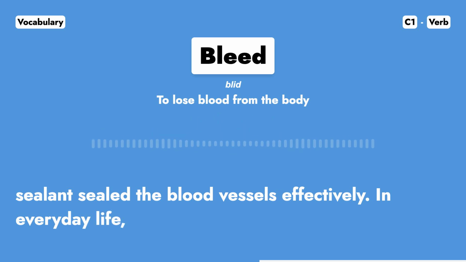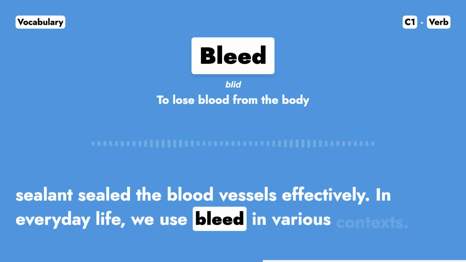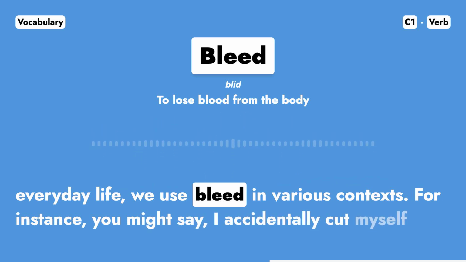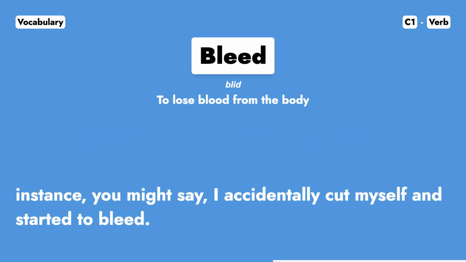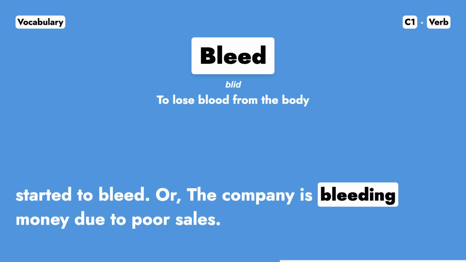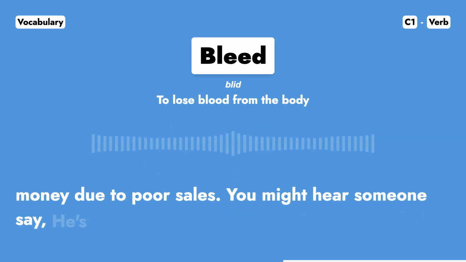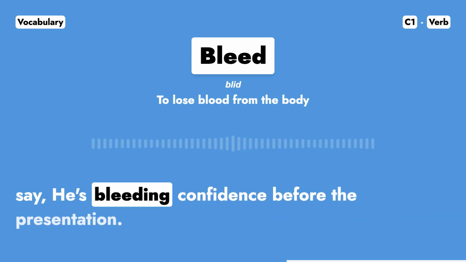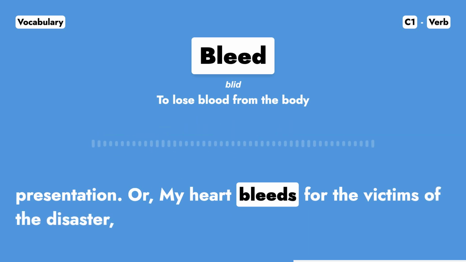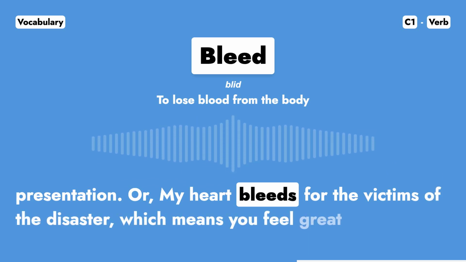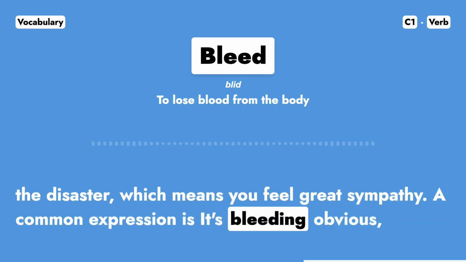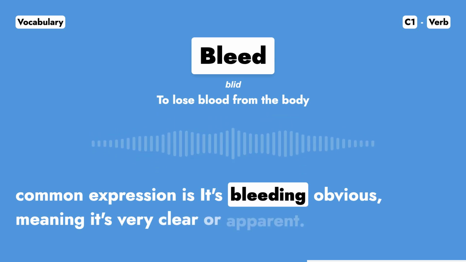In everyday life, we use bleed in various contexts. For instance, you might say, I accidentally cut myself and started to bleed. Or, the company is bleeding money due to poor sales. You might hear someone say, he's bleeding confidence before the presentation. Or, my heart bleeds for the victims of the disaster, which means you feel great sympathy. A common expression is it's bleeding obvious, meaning it's very clear or apparent.